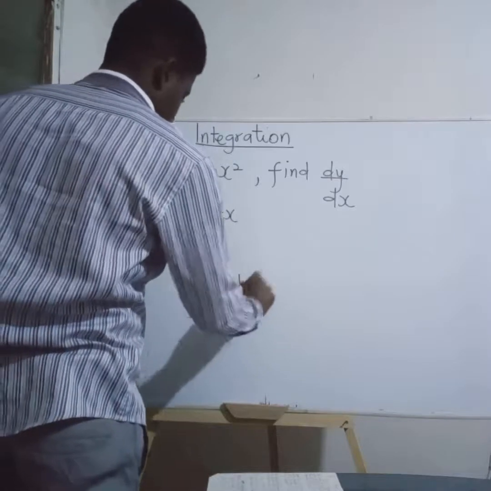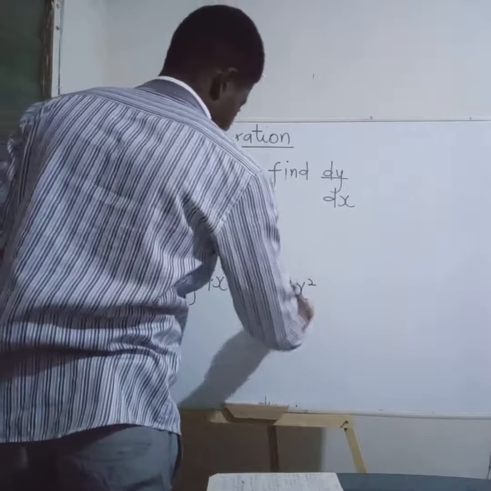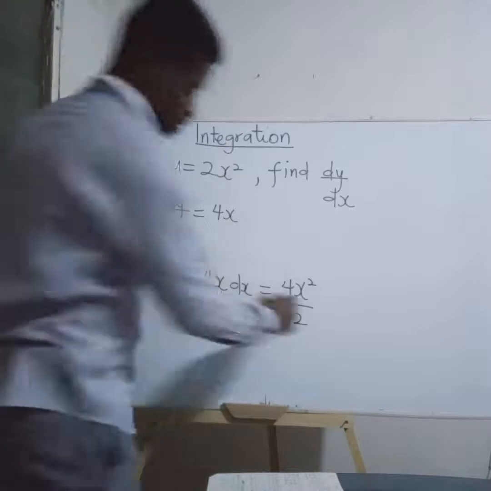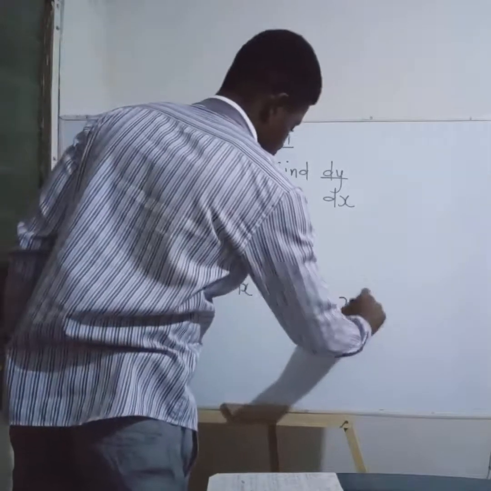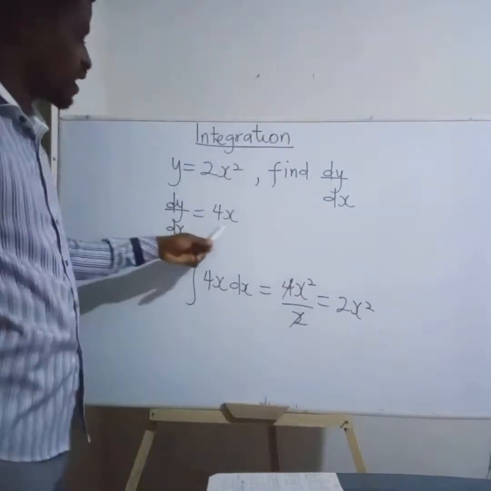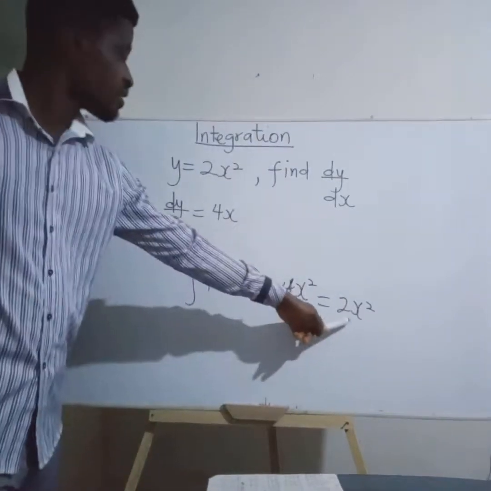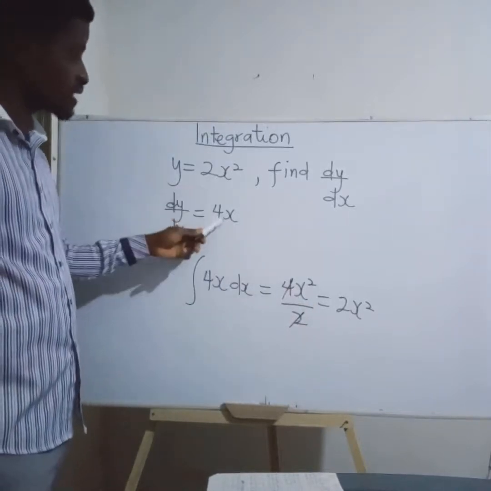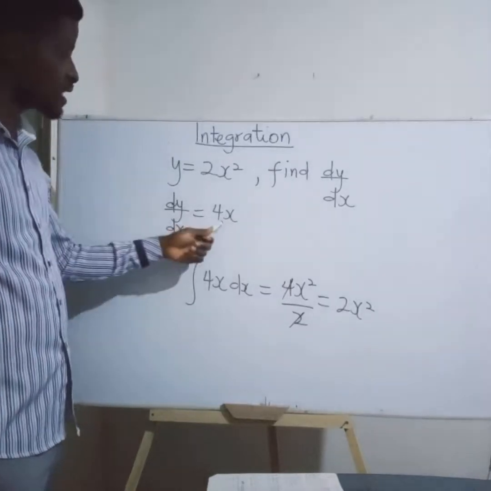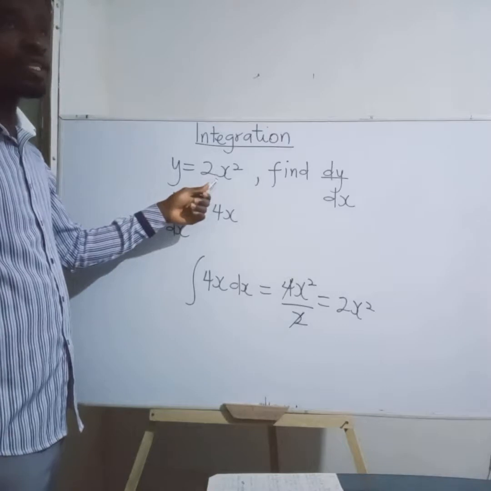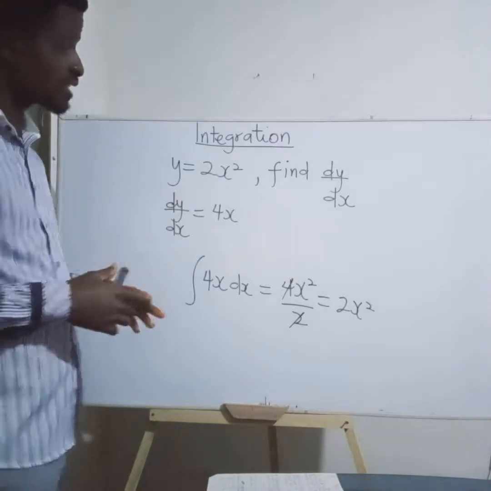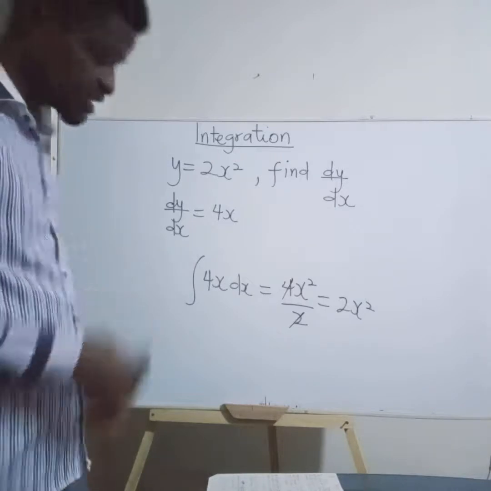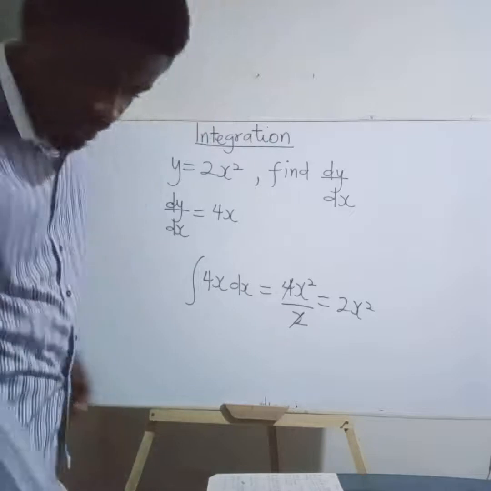So the integral of 4x dx will give us 4x squared over 2. I will show you how we had this. So this will cancel that, then we will get 2x squared. So when we integrate 4x, we will get 2x squared. So we can see that when we differentiated 2x squared, we had 4x. But when we find the integral of this, we had our question back. So this shows that the process of integration reverses the process of differentiation.